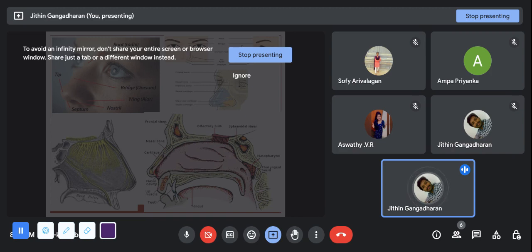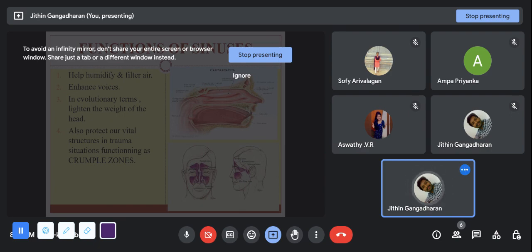So this is the nose, and we have a cartilage here. Then we have the nasal bone, and then we have a frontal sinus. There are four sinuses: the maxillary sinus, ethmoid sinus, sphenoid sinus, and frontal sinus. Those are the four sinuses present in the nasal area.